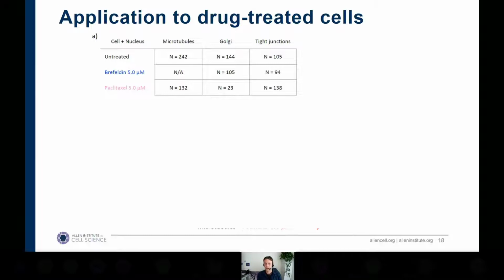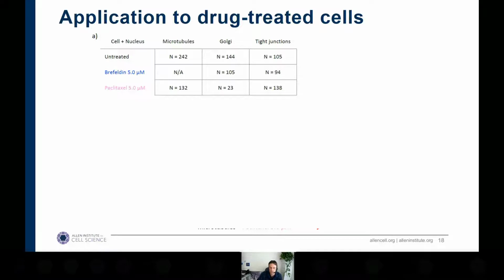Finally, and briefly, we ran some out of sample data through the trained models. Specifically, we ran a small number of cell images of drug-treated cells through our model. We used two drugs, brefeldin, which is a Golgi protein trafficking inhibitor, and paclitaxel, which is a chemo drug that stabilizes the microtubule and protects it from disassembly. We applied this to 3 different cell lines: microtubule tagged cell lines, Golgi and tight junction tagged cell lines.